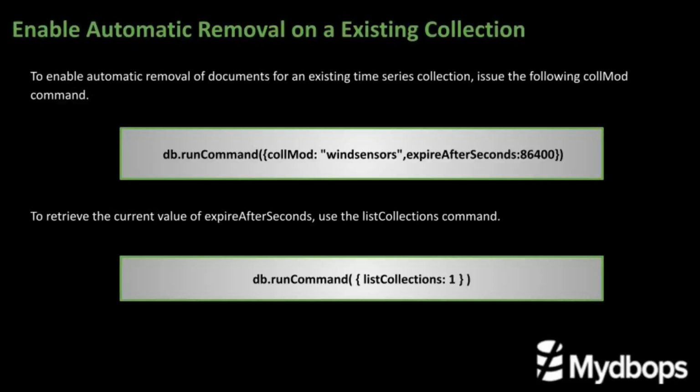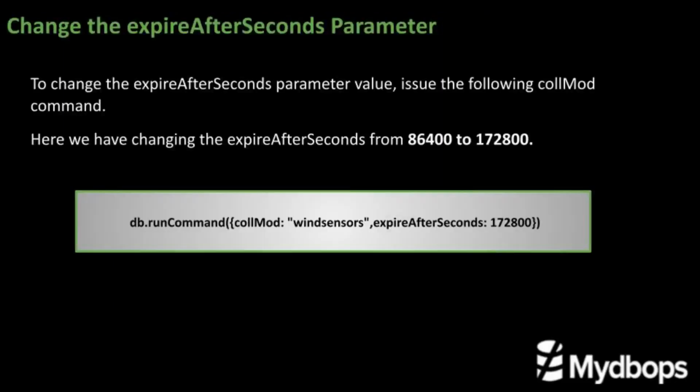Once you have set it, you can view the already set values using the listCollections command at runtime. And once you set it, if you want to increase or decrease the expiration threshold, then you need to use the following command to change the expireAfterSeconds value. Here we are changing the value from 1 day to 2 days.